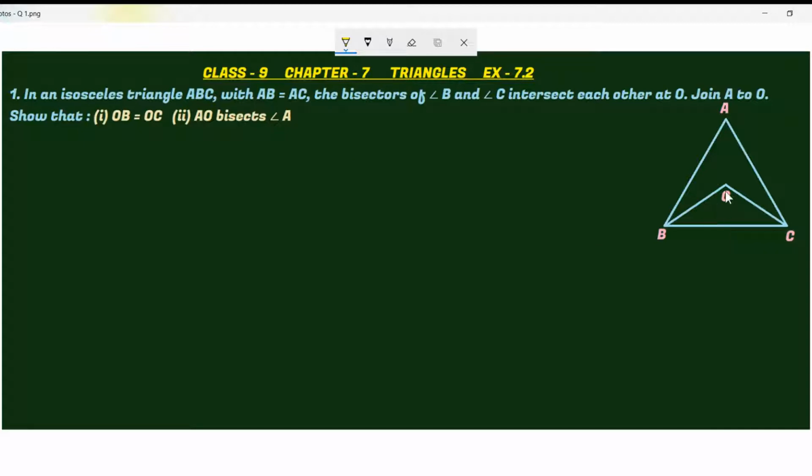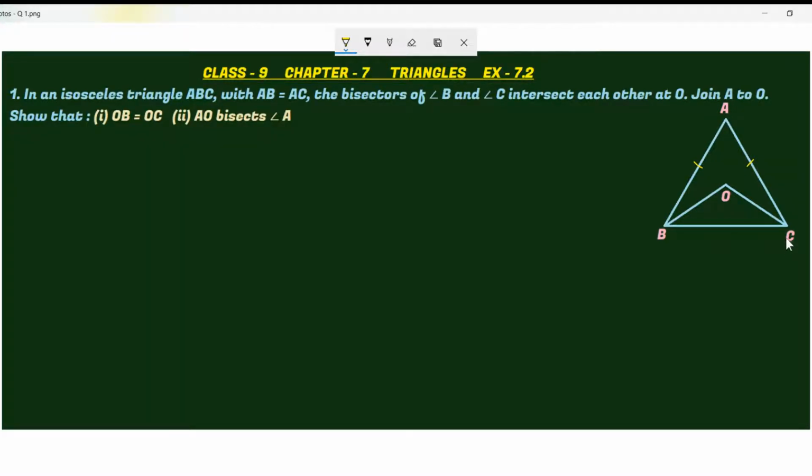This is the figure given in the question. In the question, they have given ABC is the isosceles triangle and the two equal sides are AB and AC. These are two equal sides. So, this is the isosceles triangle.